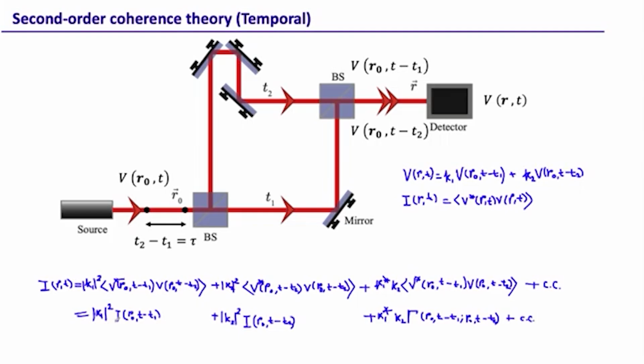So now we see that we have represented the intensity at the detector in terms of the cross correlation function of the field at this point. The cross correlation is between the fields at t minus t1 and t minus t2.